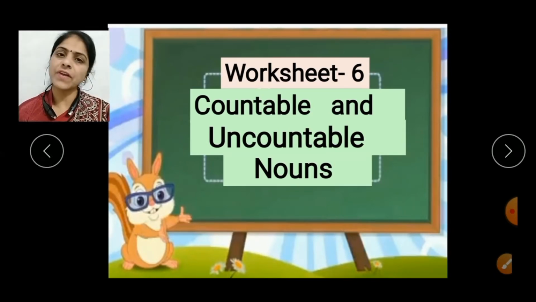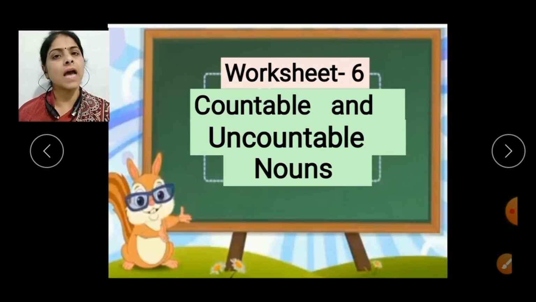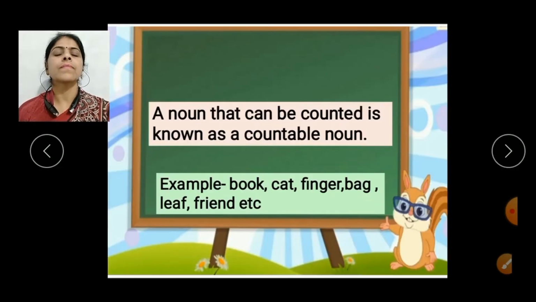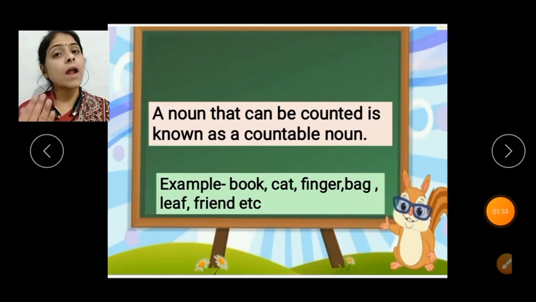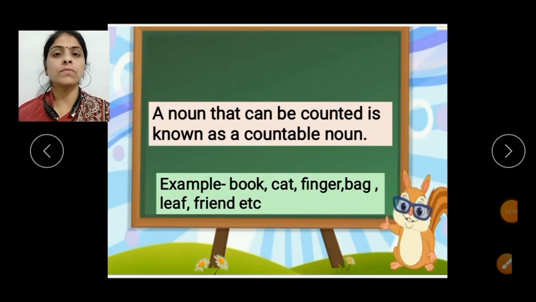Now let's have the definition of countable and uncountable nouns. A noun that can be counted is known as a countable noun. Let's have some examples like book, cat, finger, bag, leaf, friend, etc. There are many things around us which we can count. These are countable nouns.